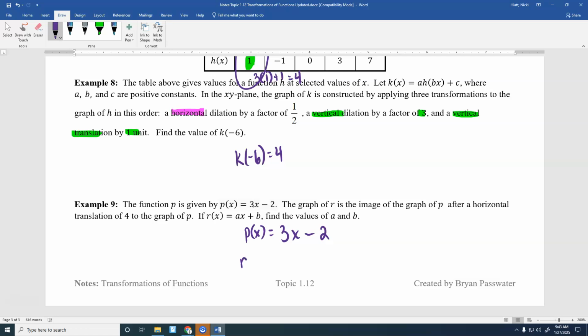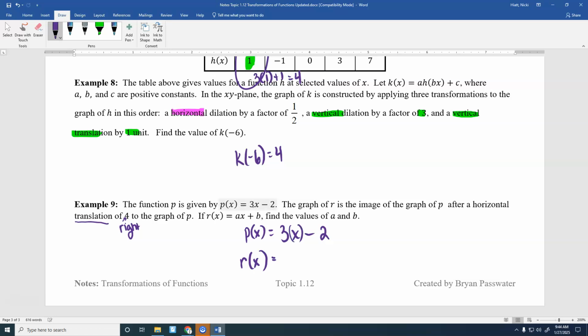To get r of x, I need to do a horizontal translation of 4 to the graph of p. This is a translation, not a dilation. So that means that we are going to be moving this graph to the right 4. I would prefer if they had put the word right, but sometimes they may not. Because that number is positive, we assume it is to the right. Well, if I want to shift something to the right 4, I need to subtract 4 inside of the parentheses.